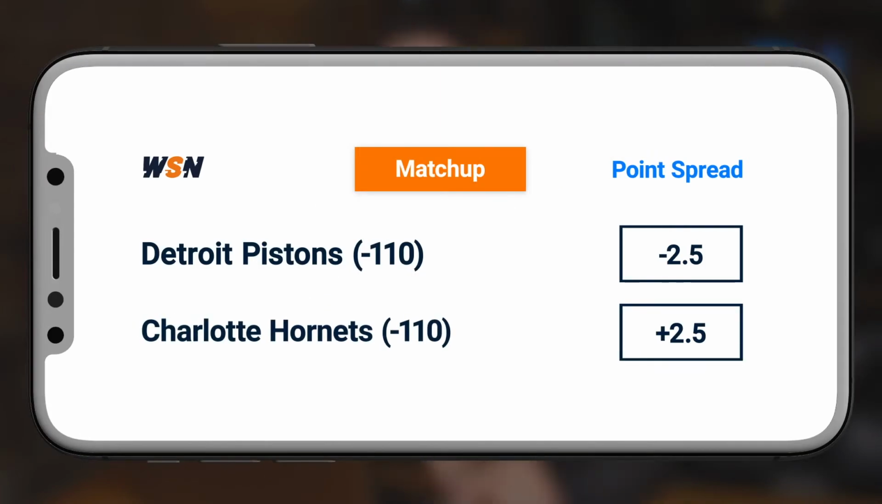Let's look at an example. The Hornets and Pistons are playing tonight, and the Pistons are the favorite. In point spread bets, you'll see the spread right next to the team's name. In this example, the Pistons are minus 2.5, which means they have to win by 3 or more points to cover the spread. The Hornets are at plus 2.5, which means they can either win the game outright or lose by 2 or less points and still cover the spread. If your team covers the spread, you win the bet. Next to the point spreads are the odds, like we explained before. The most common odds on point spreads are minus 110, which means you win $100 in profit for every $110 you bet.